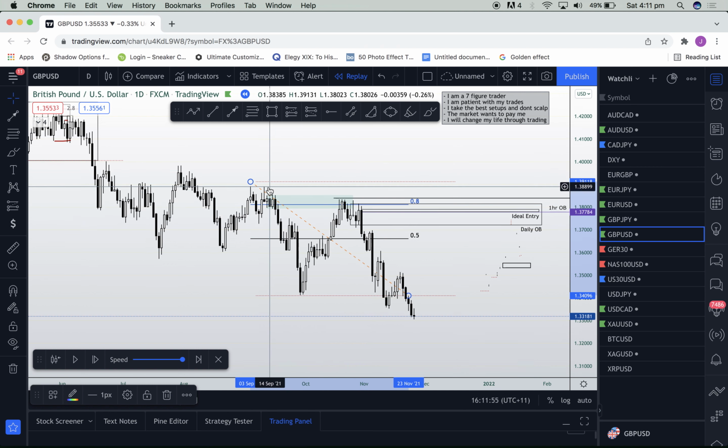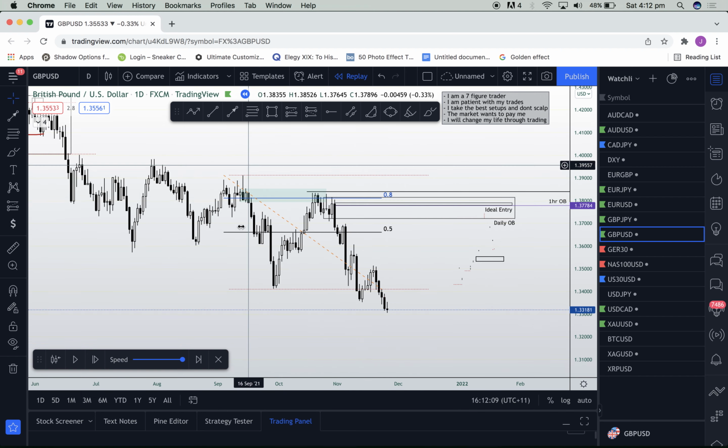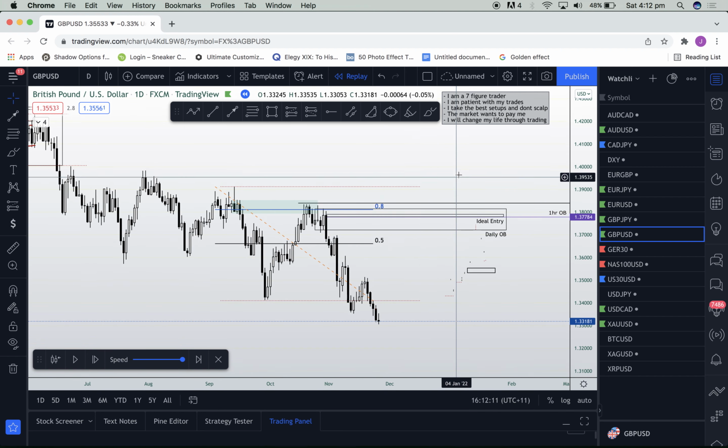If it does and it hits what we call our extreme level right up at the top, that's fine. But nine times out of 10, you want to see something happen in those levels. This is why I like to use the 50 and 80 as my guideline to enter. And then all you do is wait for your confirmations.